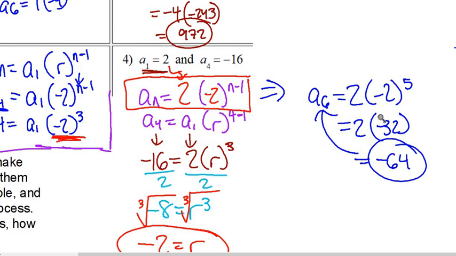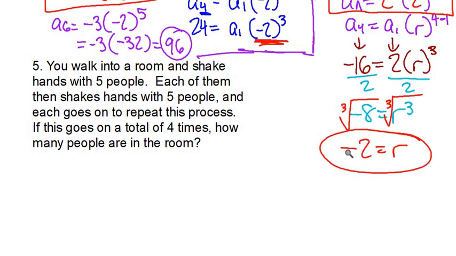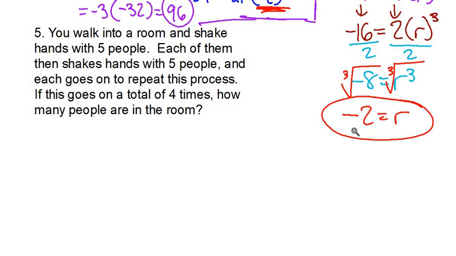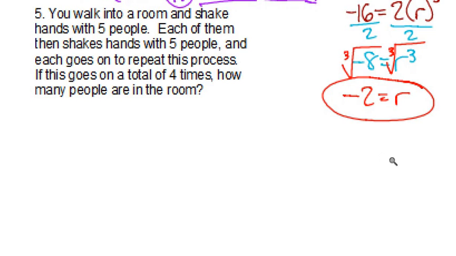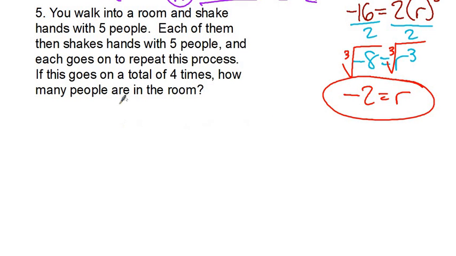Alright, here's the last example. It's kind of a fun problem. You walk into a room and shake hands with 5 people. Each of them shakes hands with 5 people, and each continues that process. If this happens 4 times, how many people are in the room? So this is actually a geometric sequence, and let's think about how to fill this in. You could draw this out, but just to see, you have 5.